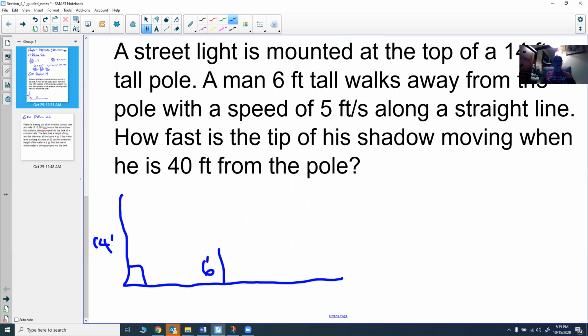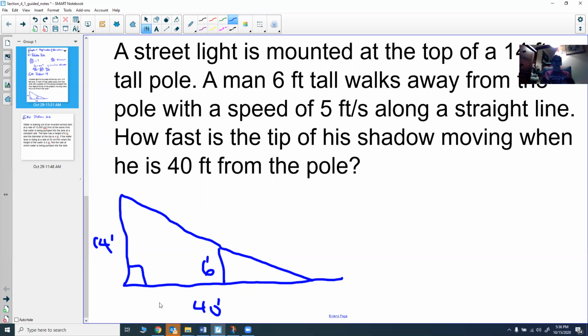We know the light is going to shine onto him, and he will cast a shadow. What we want to know is how fast his shadow is moving when he is 40 feet from the pole. So we know how far away he is, but that keeps changing. It's not a constant value, so we have to think of it as not being constant. And then we have to figure out what to do with the rest of this.